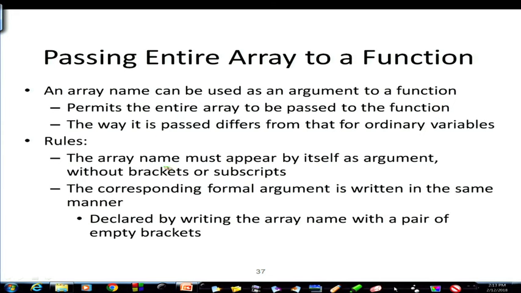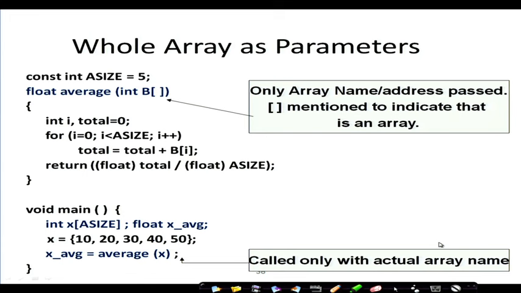How is it passed? The array name must appear by itself. So, now we are talking about some syntaxes. The array name must appear by itself as argument without brackets or subscripts. The corresponding formal argument is written in the same manner. Let us look at an example. Say here, I am going to pass the whole array as a parameter. So, I have declared constant int a size 5. So, some variable a size is assigned 5.